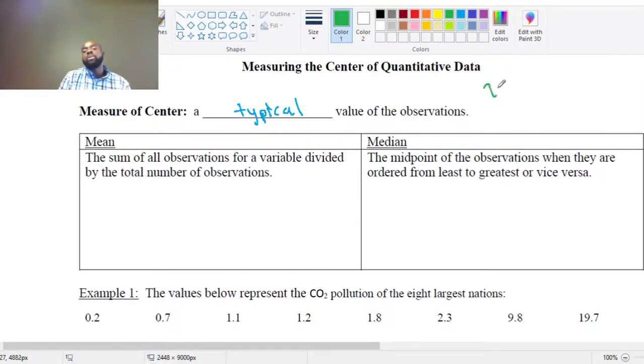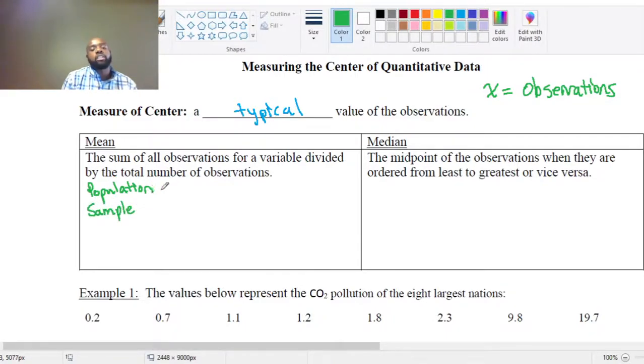By the way, when we use the variable x in statistics, it means your observations. It's the value of a variable for a person in your data set. Let's review some of the symbols that are related to your mean. There's a symbol that we use for your population mean, and a symbol that we use for your sample mean. The symbol for your population mean is the Greek letter mu. And the symbol for your sample mean is x with a bar.